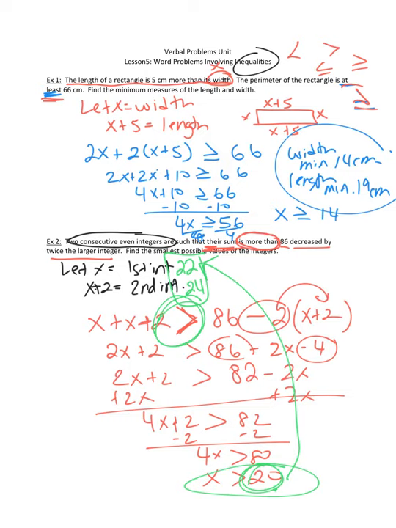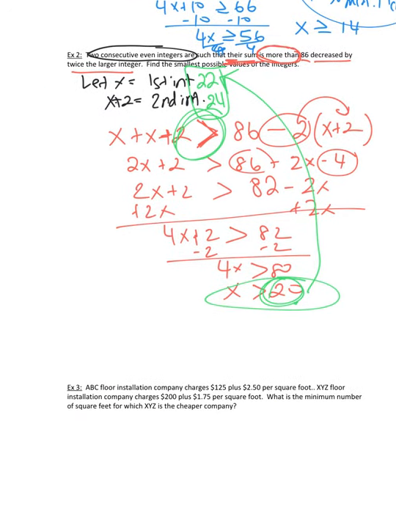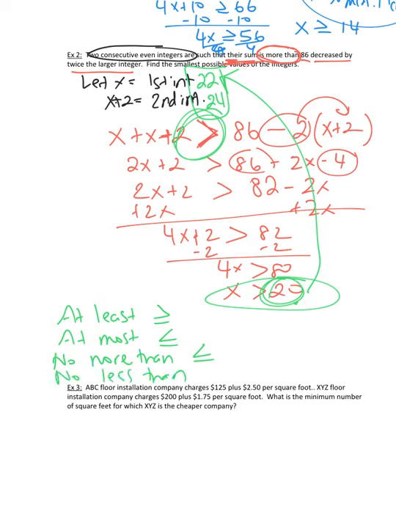Okay. I'm going to do example 3 with you guys tomorrow, but before I end today's notes, I wanted to go over some other terms you might see. Instead of at least, which we just did, at least is greater than or equal to. You might see at most. At most is less than or equal to. No more than is another one you might see. No more than means less than or equal to. And no less than is another one you might see, which is greater than or equal to. And again, as I said before, is more than means just greater than.